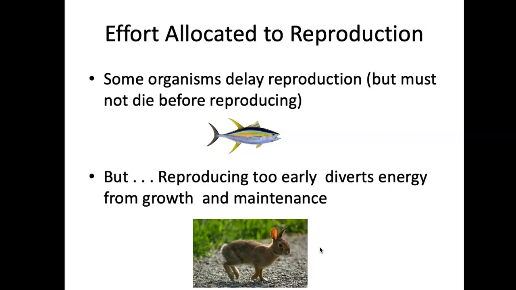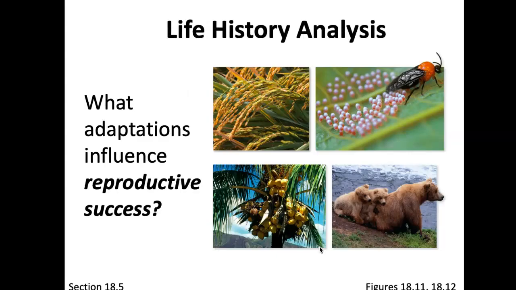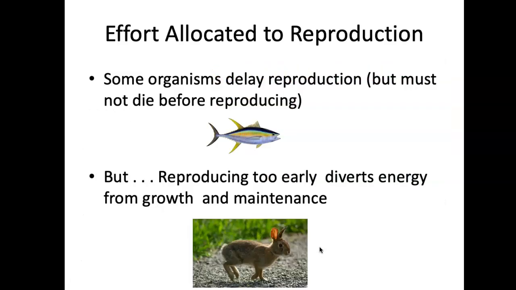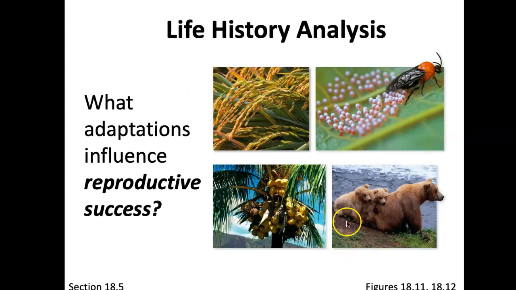Allocating energy, right, or effort to reproduction in different organisms. So that's why we look at some of these life history analyses that we've been talking about. And we want to think of what kind of adaptations are the ones that influence reproductive success. So here are some examples of life history where you have a grass which produces thousands of seeds, or a palm tree that produces these coconuts, but fewer of them, with a greater investment in time and energy by the plant. And the same goes for animals, of course.